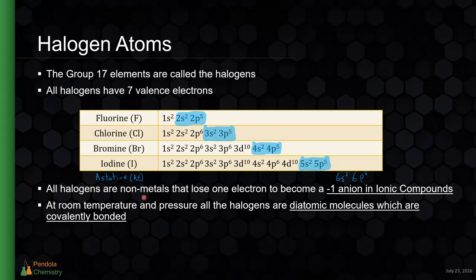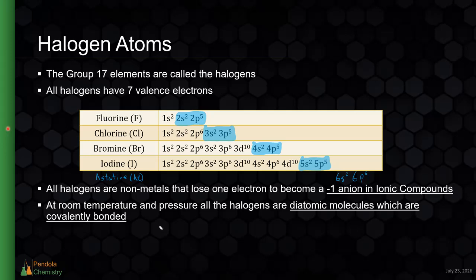So all halogens are going to be nonmetals that gain 1 electron when they react ionically. Whenever a nonmetal reacts with a metal, usually it will gain electrons in that reaction. And in the case of the halogens, it will be 1 electron, becoming an ion of -1 charge, which is the charge of the halogens in ionic compounds. At room temperature and pressure, though, all the halogens are diatomic molecules, which are going to be covalently bonded to themselves. So we can have 2 sides to halogens.